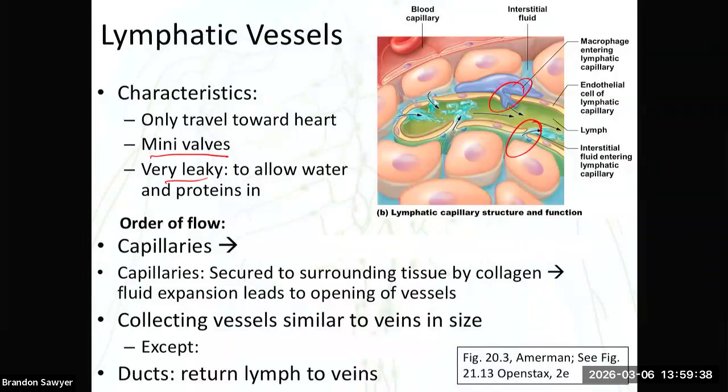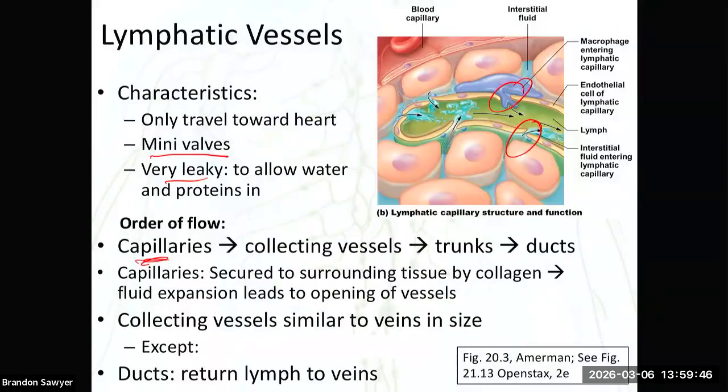And so the order of flow is we have lymphatic capillaries, which are just kind of woven all throughout our regular capillary beds. Then those will feed into collecting vessels, and then into trunks and then into lymphatic ducts. The one unique part about the capillaries in the lymphatic system is they're anchored to the surrounding tissue.